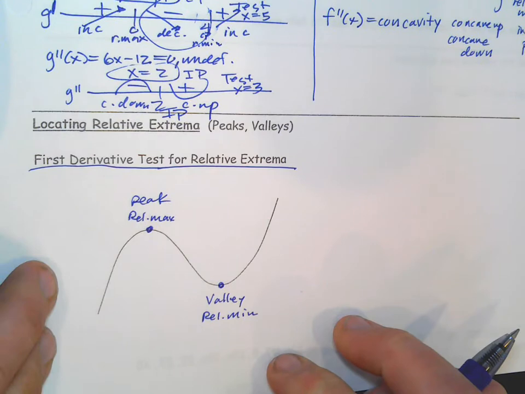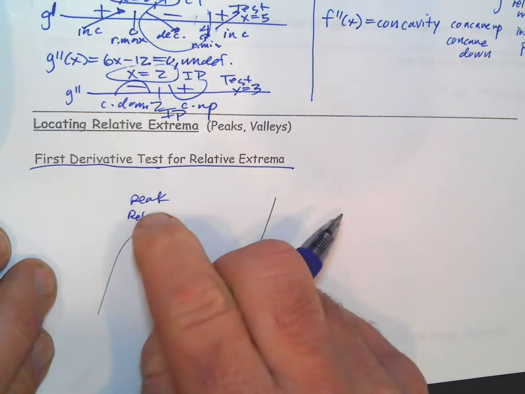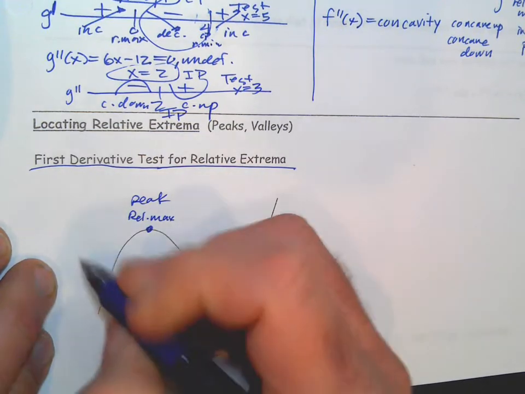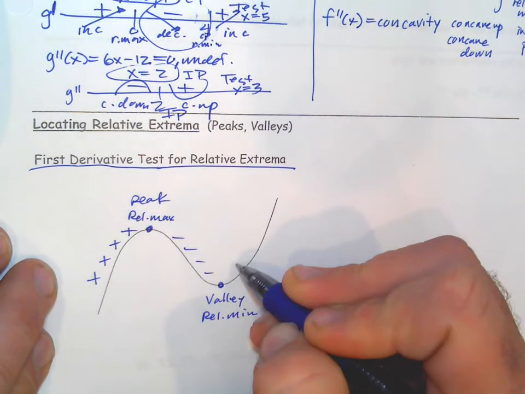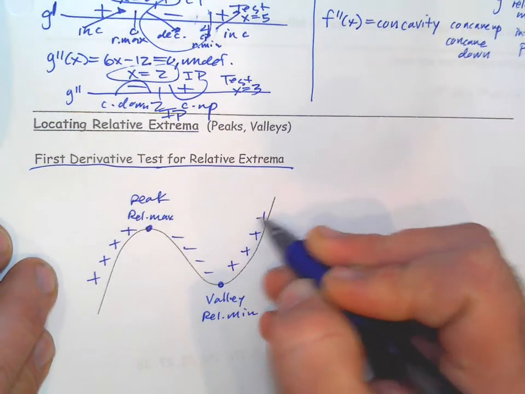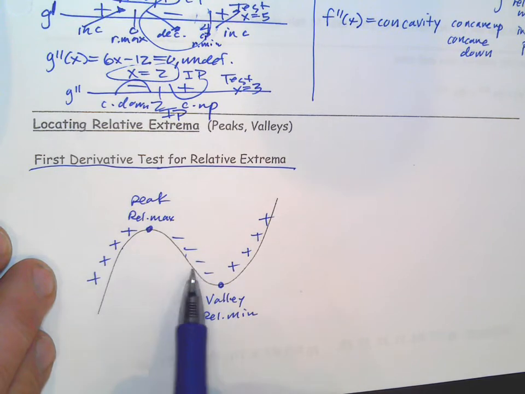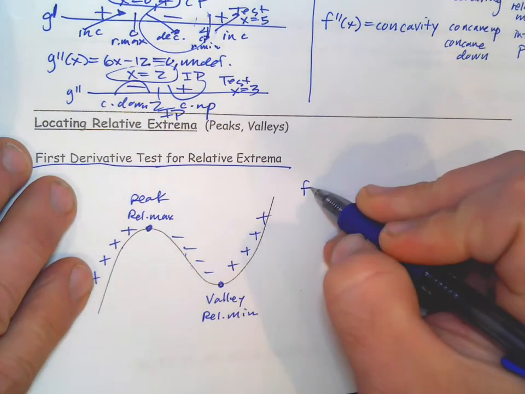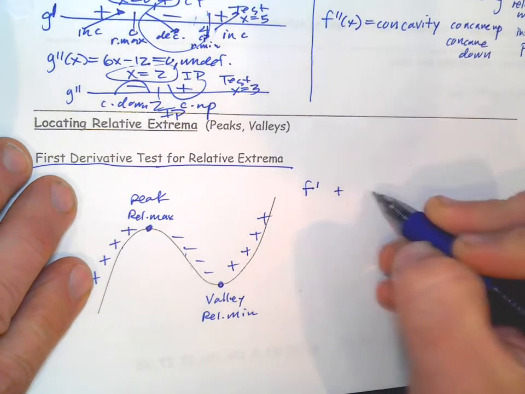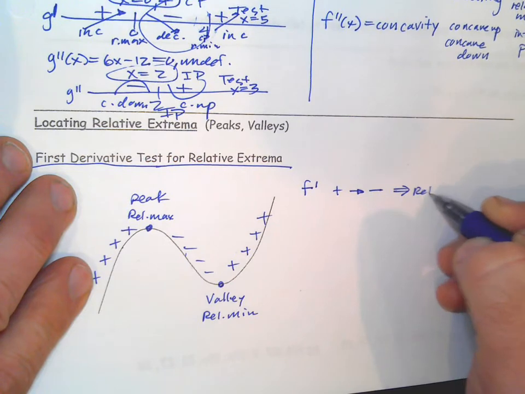Looking at the picture, it's going up and then it's going down. A peak has to happen after it goes up and before it goes down. So positive slopes, negative slopes, positive slopes. It's really as simple as if the graph is going up and then down, that's a peak. If it's going down then up, that's a valley. So this is what the first derivative test tells us. It says if f prime is positive and then it goes to negative, you're going to get a relative maximum.